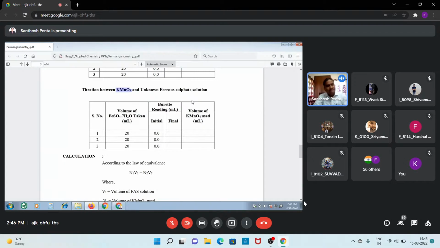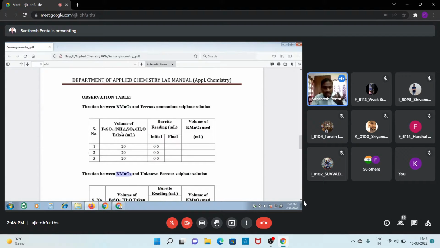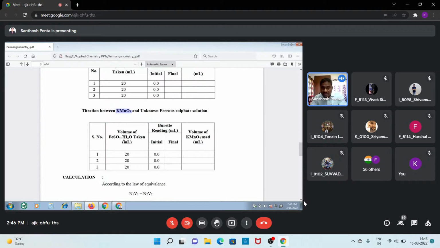Here again, pipette out 20 ml of ferrous sulfate solution. Earlier you pipetted ferrous ammonium sulfate, but here we are pipetting the ferrous sulfate solution. Initial reading 0, then final reading. Pipette out 20 ml, add 10 ml of H2SO4, then start the titration. When the solution turns to a pinkish red color, stop the titration and note down the end point. Then repeat the titration to get the concordant reading.